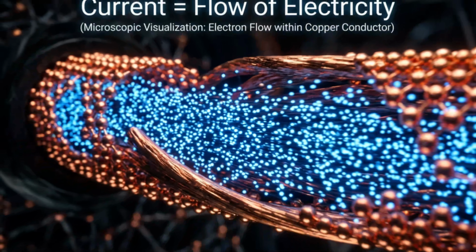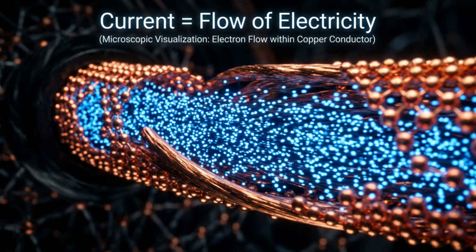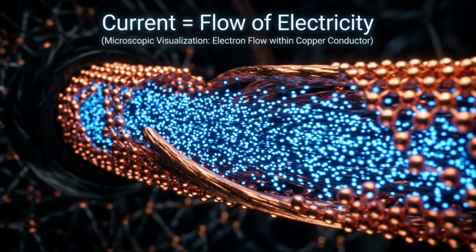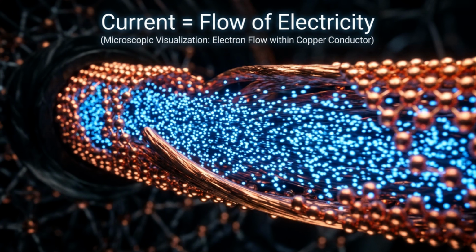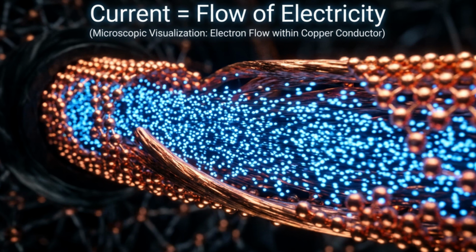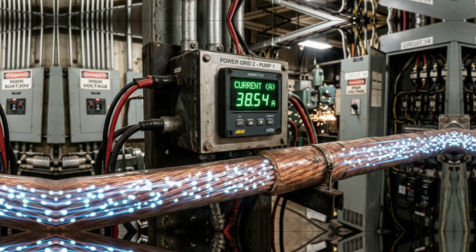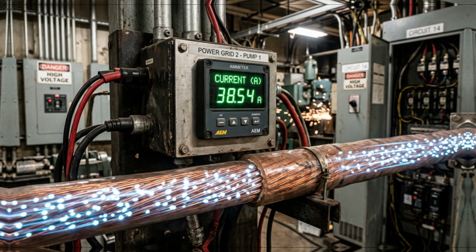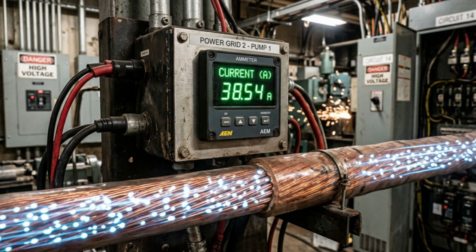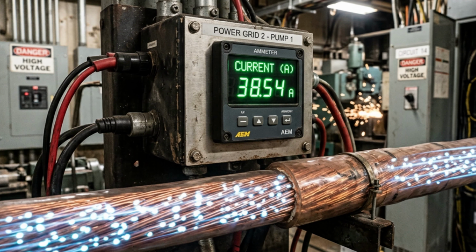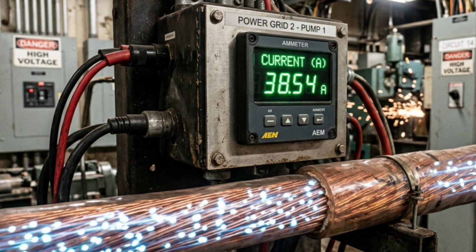Next comes current. Current is simply the movement of electric charge. Imagine millions and millions of tiny electrons traveling through a wire every second. That flow is current. Current is measured in amps. 1 amp means an enormous number of electrons passing a point every second. The greater the current, the more electrical energy is being delivered.